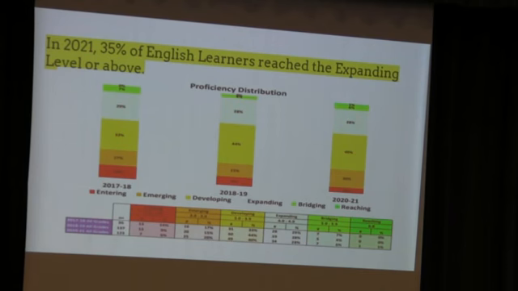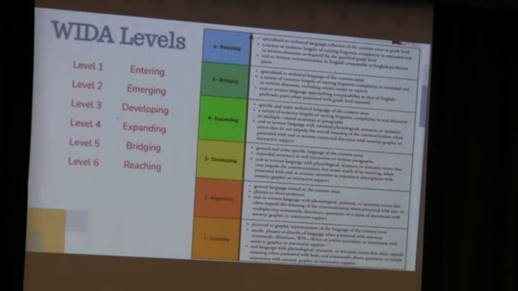So this is a snapshot of that distribution, going from entering, to emerging, to developing, all the way up to reaching. You can see in 2021, 35% of our English language learners reached that expanded level. So these are the WIDA levels as a snapshot: level 1 entering, level 2 emerging, all the way up to level 6, which is reaching.